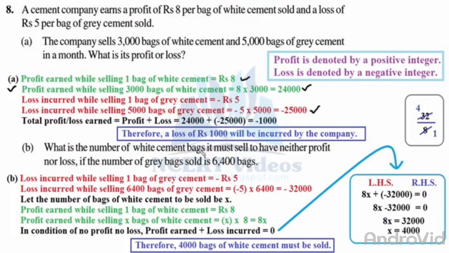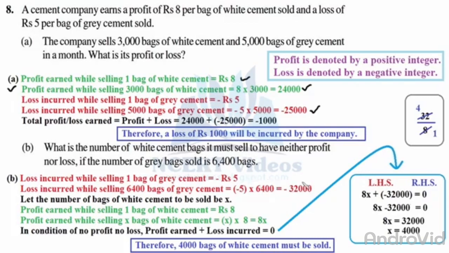Now B part. What is the number of white cement bags it must sell to have neither profit nor loss? Yet the number of grey bags sold is 6,400 bags. So here we are given the condition that the company had neither profit nor loss. It means no profit, no loss means profit earned plus loss incurred would be 0. So loss incurred while selling 6,400 bags, when you multiply it with minus 5, gives minus 32,000. So company had a loss of 32,000 rupees.